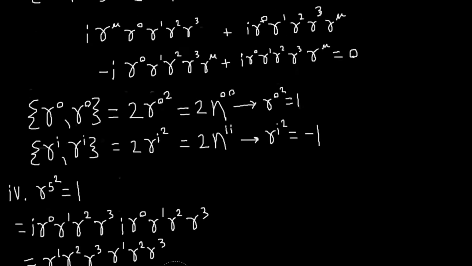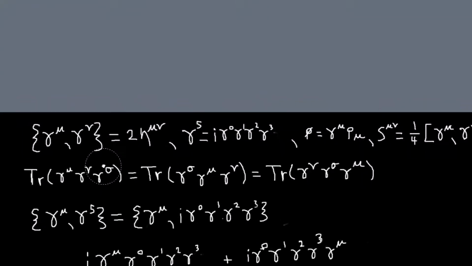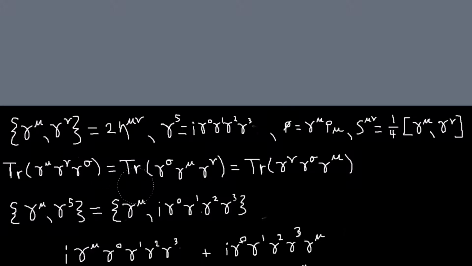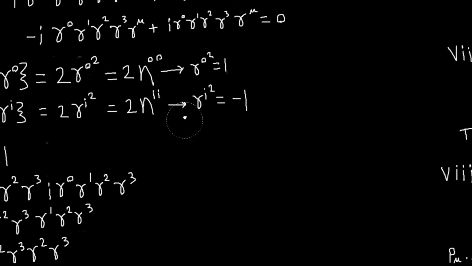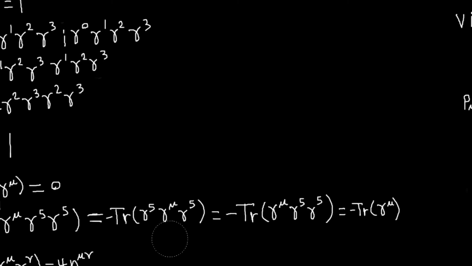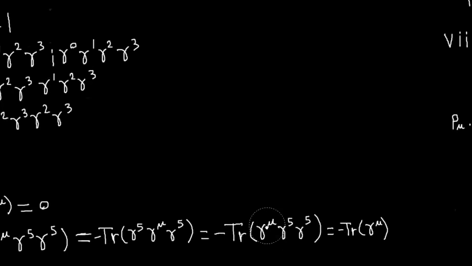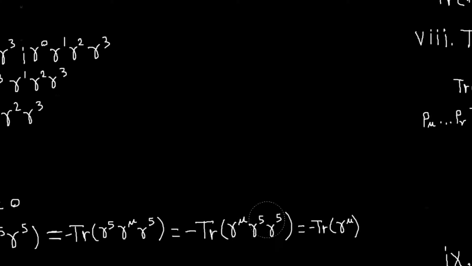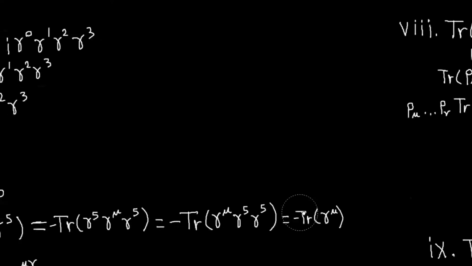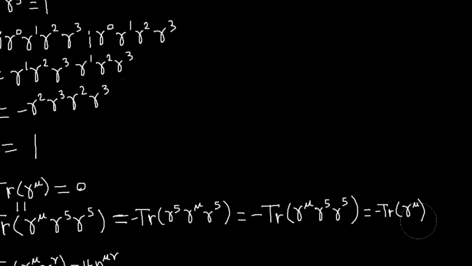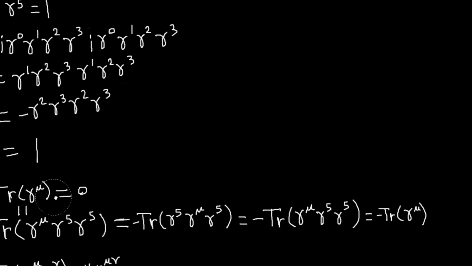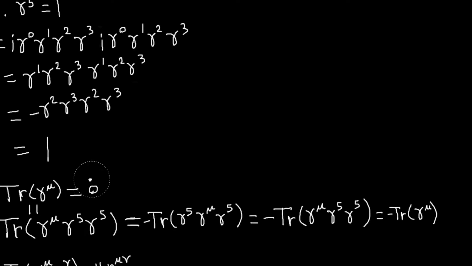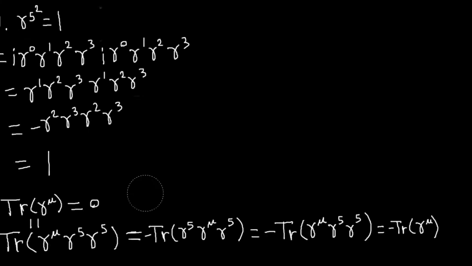And then I can use the cyclic permutation property, whatever you want to call it, to just loop this gamma 5 back around. And then again, gamma 5 squared is 1. So I end up proving that the trace of gamma mu is equal to minus the trace of gamma mu. And whenever you do that, that means the thing is 0, because the only thing that's equal to minus itself is 0.